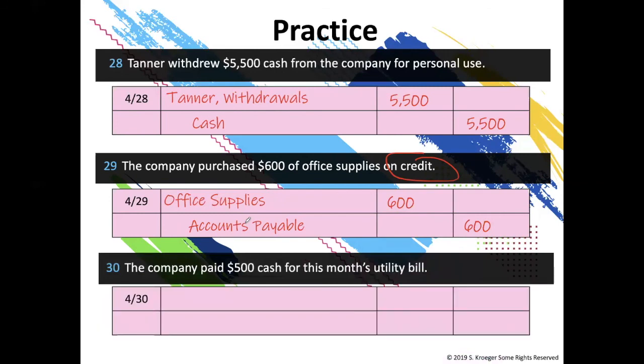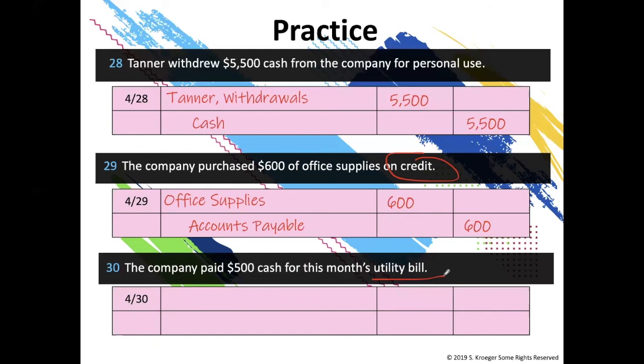Our last entry, the company paid $500 cash for this month's utility bill. Now, is cash going up or down in this case? It's going down, right? Because when you pay a bill, your bank account gets lower. You lose cash because you're spending it. When we spend cash, it's a credit. The other account will be the debit, which in this case would be the utility bill. That's what the cash is going towards.